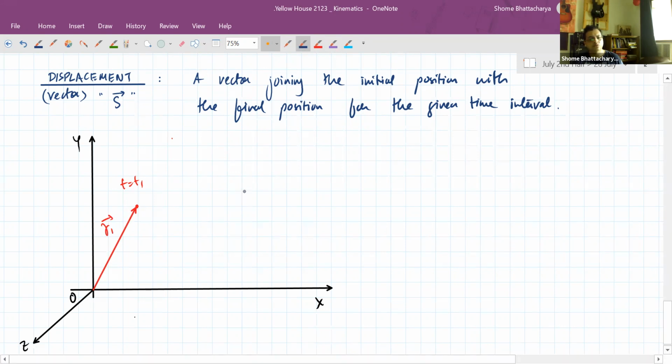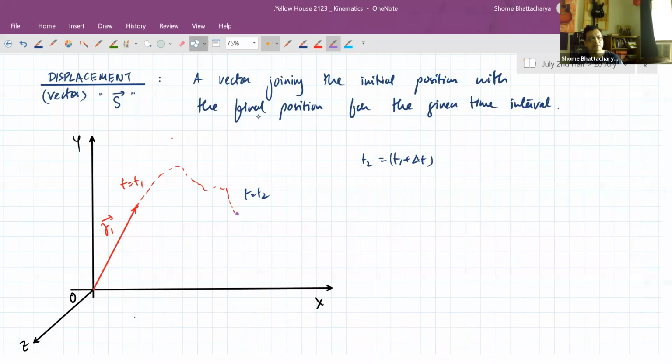After some time t2, now t2 is greater than t1. Let's say it's t1 plus delta t. So during this interval of time, let's say the particle has taken some arbitrary path and reached here. So now at this new time t2, this is where the particle is located. So its new position vector is this one.